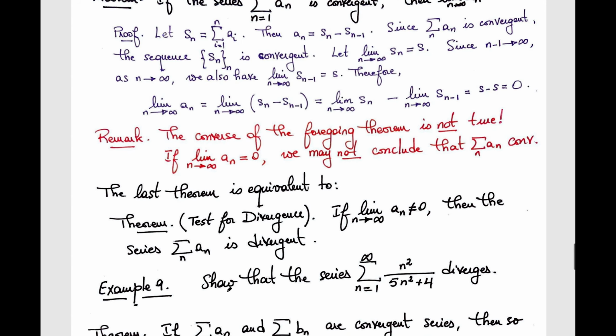Okay. Take a look at example 9. Show that this series is divergent. Well, by the test for divergence, that series is divergent because the limit of the an is 1/5 here. I mean, we know how to take the limit of a sequence. The corresponding function here, x squared divided by 5x squared plus 4, goes to 1/5 as x goes to infinity, so the sequence is going to go to 1/5 as well, which is not 0. Then this series is divergent by the test for divergence.